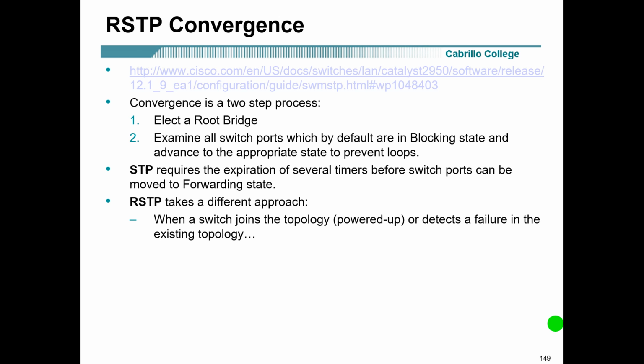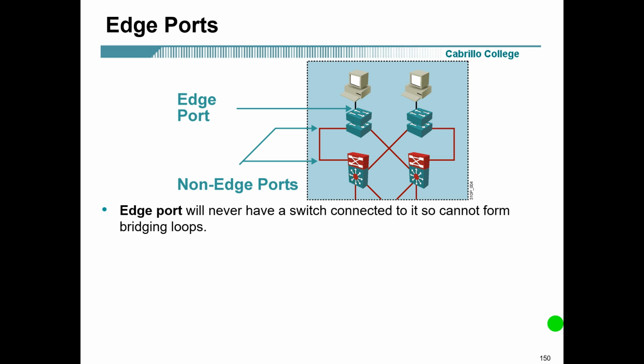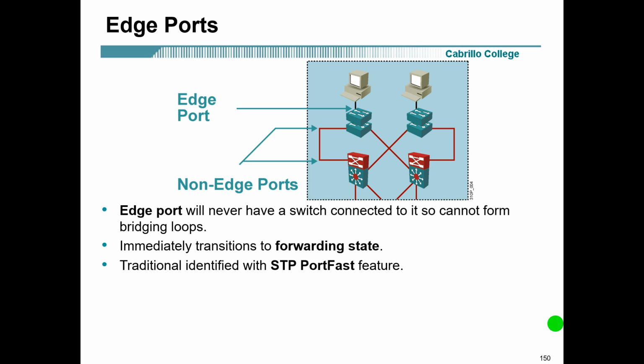In RSTP, when a switch joins the topology, i.e. is powered up, or detects a failure in the existing topology, it determines its forwarding decisions based on the type of port: an edge port, a root port, or a point-to-point port. An edge port is a port on the edge. A non-edge port will be anything else in our environment. Edge ports will never have a switch connected to them, and so cannot form bridging loops. They immediately transition to a forwarding state.